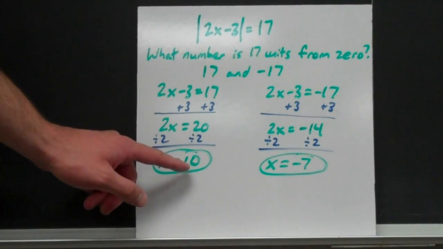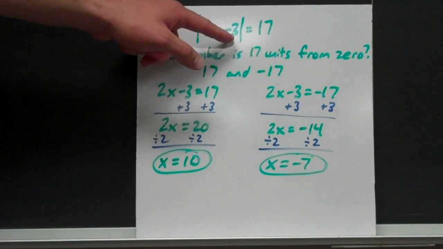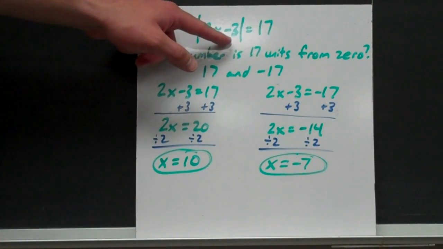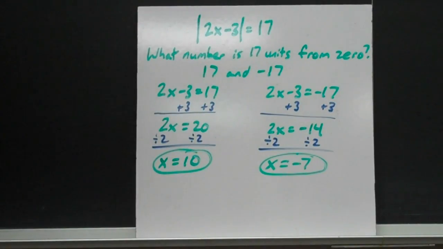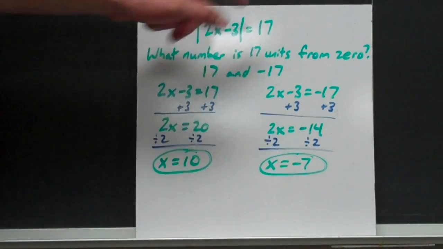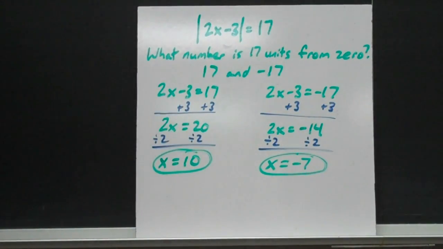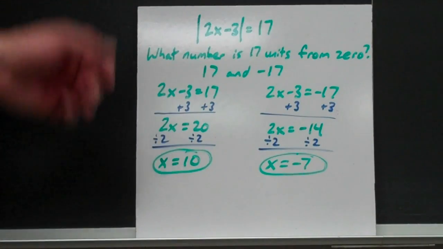We can check our answer too by plugging these back in. 2 times 10 is 20, minus 3 is 17. The absolute value of 17 is 17. 2 times negative 7 is negative 14. Minus 3 is negative 17. The absolute value of negative 17 is positive 17.